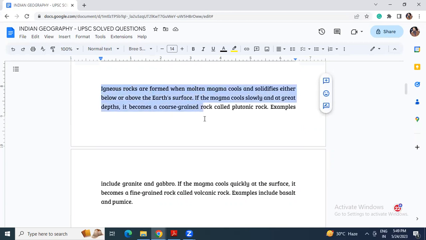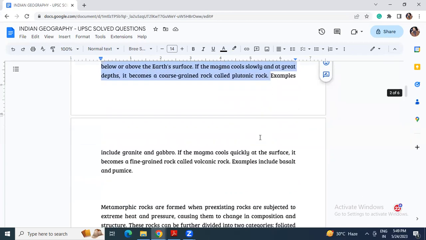If the magma cools slowly and at a great depth, it becomes a coarse grained rock. They are known as plutonic rock. So if that magma cools slowly and at a very great depth, then it becomes a coarse grained rock, and that rock is known as plutonic rock.